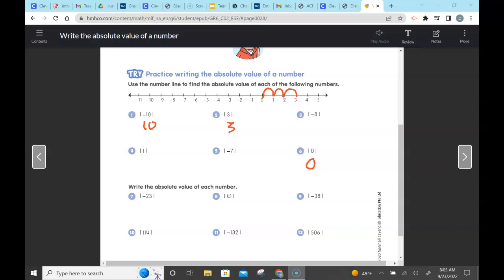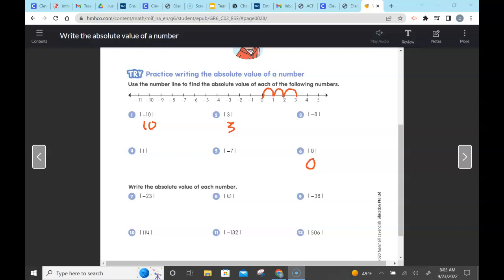All right, so key tip here, whenever you see these bars around a number, you just either take that negative number off and rewrite the number without the negative symbol, or if there's not a negative symbol, you just write the number below for absolute value. Remember, absolute value is the distance a number is away from 0 on a number line.